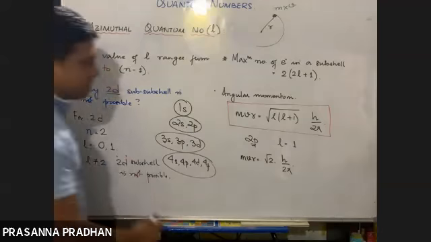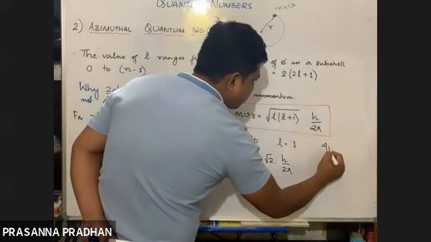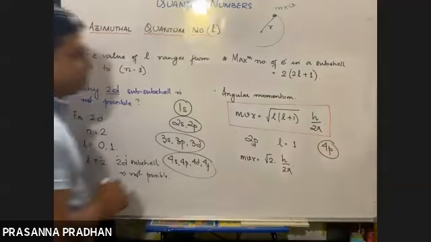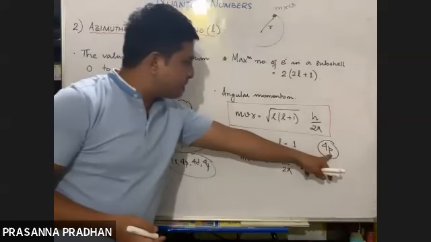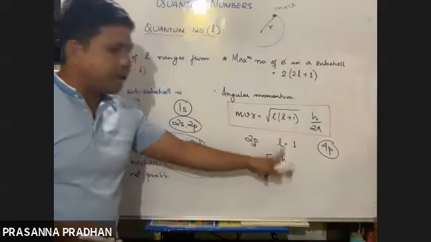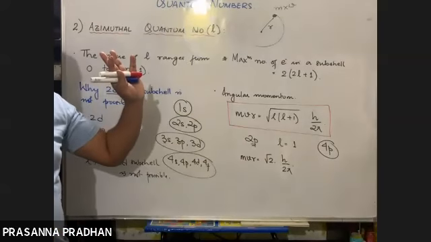What is the angular momentum of the electron in the 4p subshell then? 4p subshell? Again, root 2 h by 2 pi. It will be the same, because P means the value of L is 1. Got it?